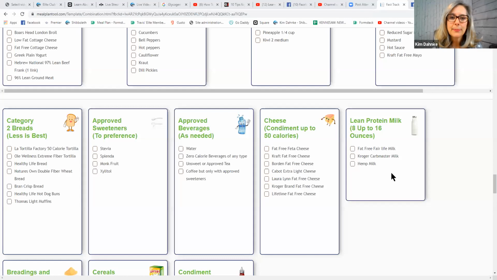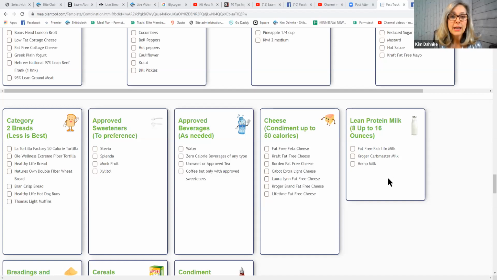Most of the time when people drink milk or have milk with a meal, it's with cereal. Cereal is starchy. It's a little bit carby, okay? So it has to have enough protein to offset the insulin release that comes from that carbiness of the cereal. So this is why we let you use these, fat-free Fairlife milk and Kroger Carb Master milk. The reason you can use those is because they have the protein in them that skim milk does not.